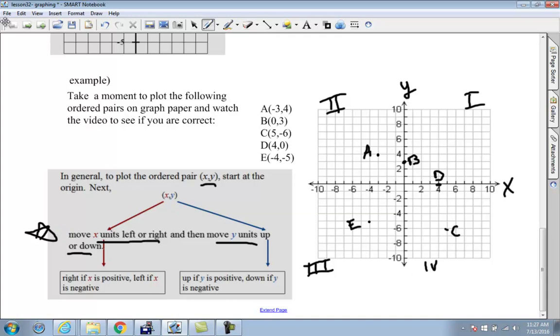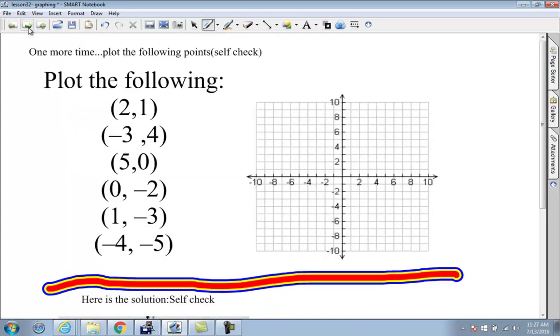Okay, let's move to the next slide. One more time, plot the following points. And you might want to hit pause again, but I'm just going to go through and plot all these for you. 2, 1. And in fact, you know what? Let's just label these A, B, C, D, E, F, just so when you do your self-check, you got it.